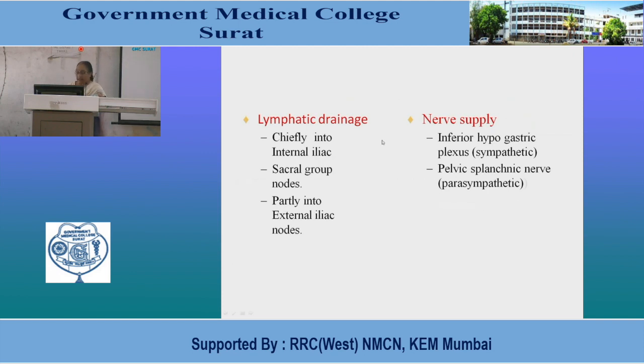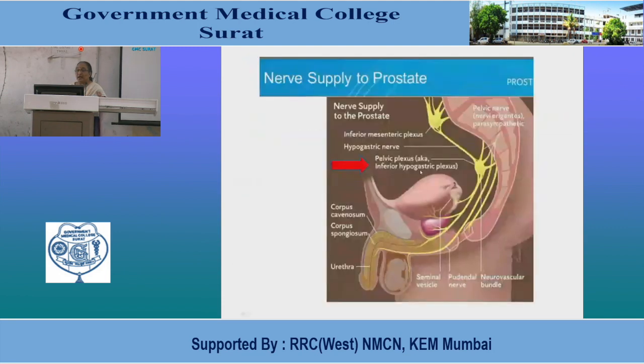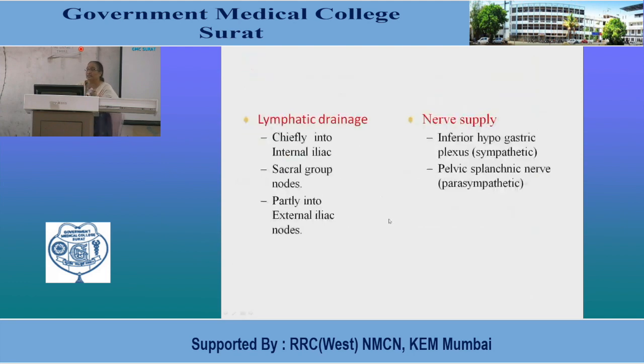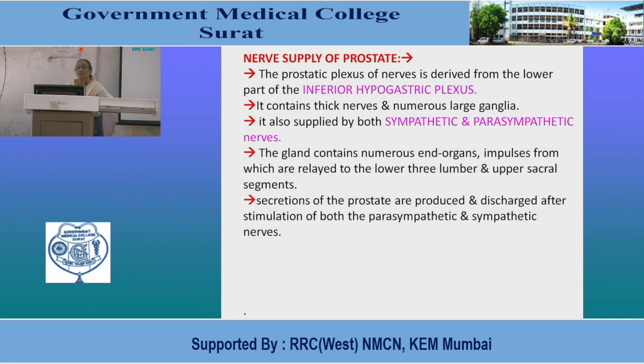Now what is the nerve supply? In the given diagram here you can see the nerve supply is mainly by the inferior hypogastric plexus. You can see this is the nerve supply of the prostate gland, the pelvic plexus, so the inferior hypogastric nerves here are supplying the prostate gland. So the nerve supply is the inferior hypogastric plexus, that is the sympathetic, and the pelvic splanchnic nerves, that is the parasympathetic. As I told you, the prostatic plexus of nerves is derived from the lower part of the inferior hypogastric plexus, as we have seen in the previous diagram.